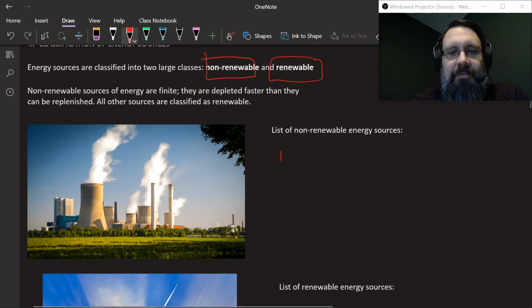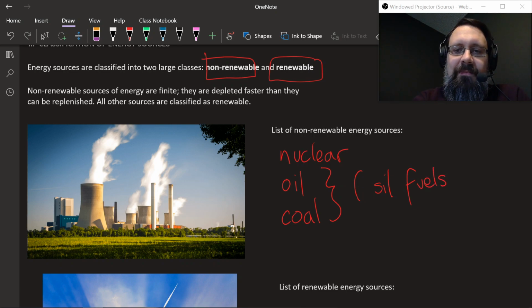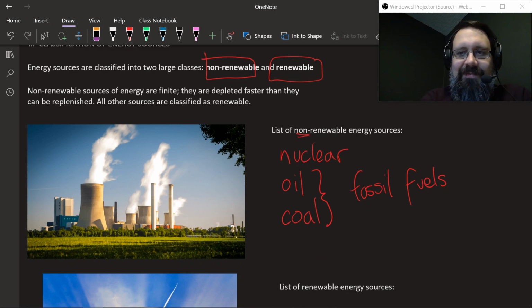Nuclear. Oil. Coal. Any fossil fuel, yeah, so we could put both these together and say fossil fuels. Are there any others you guys can think of? Wood. Is wood non-renewable? Depends. I'll put a question mark. Well, I feel like we would deplete it faster than we could replenish it.